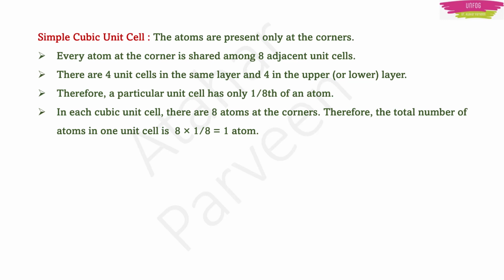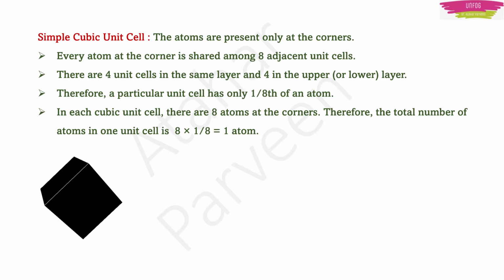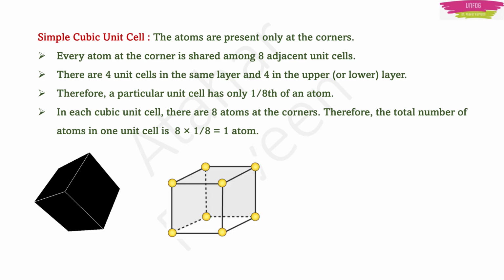Simple cubic unit cell. Here the atoms are present only at the corners. You can see how the atoms are present only at the corners. When I talk about simple cubic unit cell, you can imagine one three-dimensional cube, one box you can say. I am giving you the 3D figure also so that you can imagine. So here the atoms are present only at the corners. Now, how many corners does a cube have? A cube has 8 corners. You can count it. Every atom at a corner is taking its place. So, there will be 8 atoms at 8 corners, right?